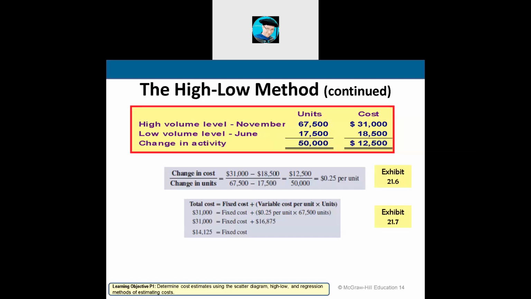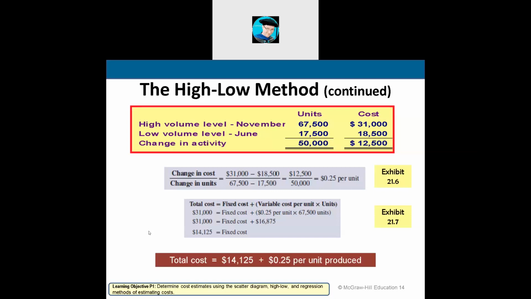That's how we found fixed cost here. Total cost equals fixed cost plus variable. If we don't know what fixed cost is, we can find it by taking total cost minus variable cost to find fixed cost. Right? It's an interesting little trick, but it's a trick you should know because I promise you it'll help at some point in the future. So your total cost, $14,125 plus 25 cents per unit difference.